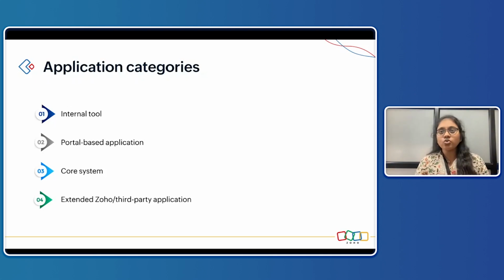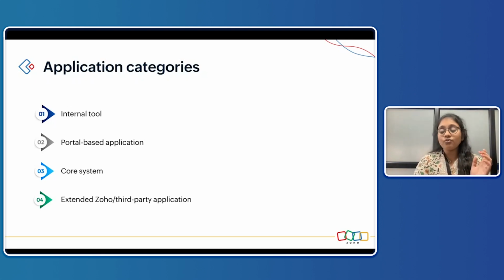When I'm trying to integrate my Creator application with any other third-party services to fetch and pull, to push and pull the data, then those kinds of applications come under the category of extended Zoho or third-party applications. So whatever application we build on Zoho Creator falls under any of the four categories.